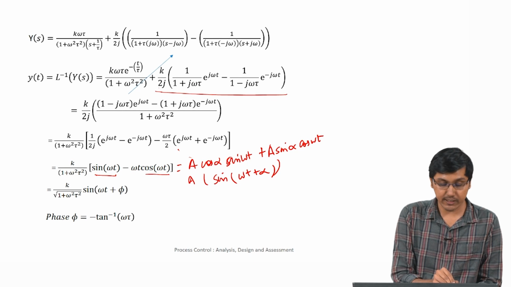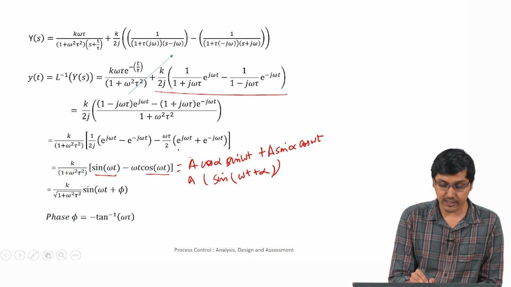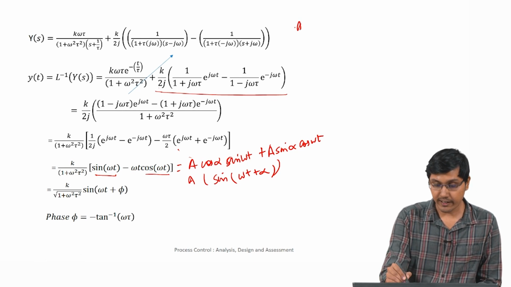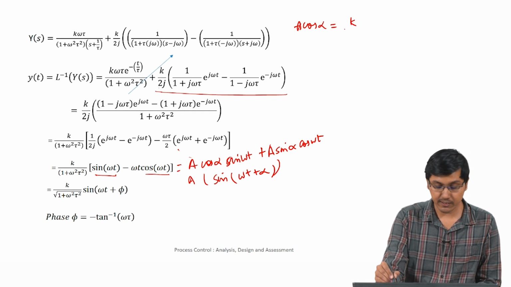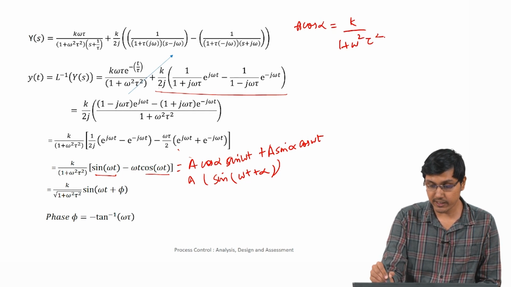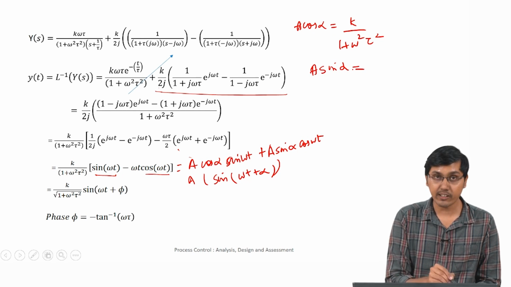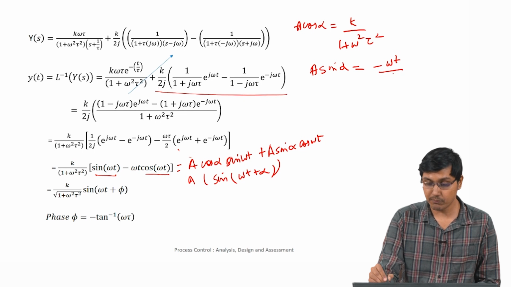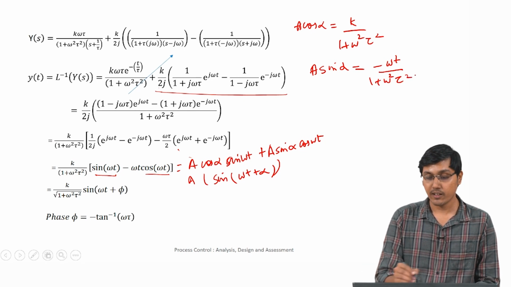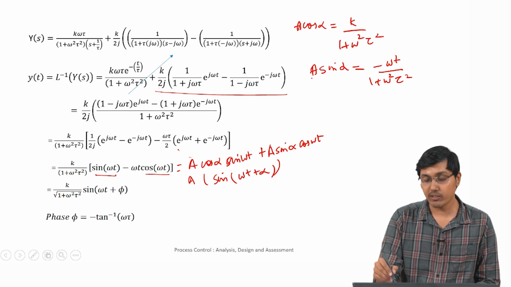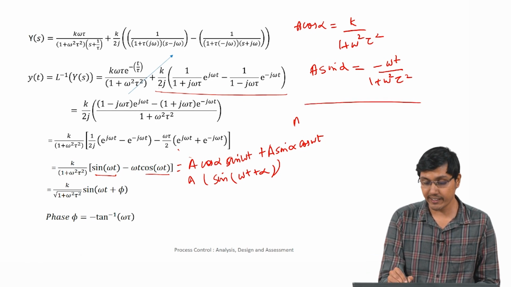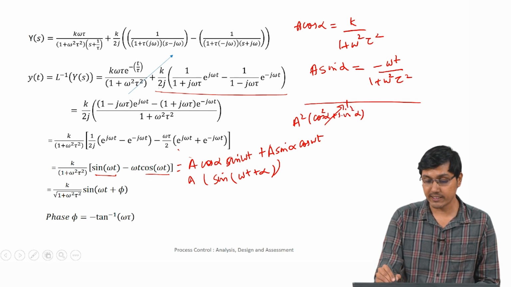So basically, a cos alpha is nothing but k by 1 plus omega square tau square, and for a sin alpha, by equating the coefficients, we get minus k omega tau by 1 plus omega square tau square. If we square these two terms and add them, we get a square of cos square alpha plus sin square alpha, and cos square alpha plus sin square alpha is 1.